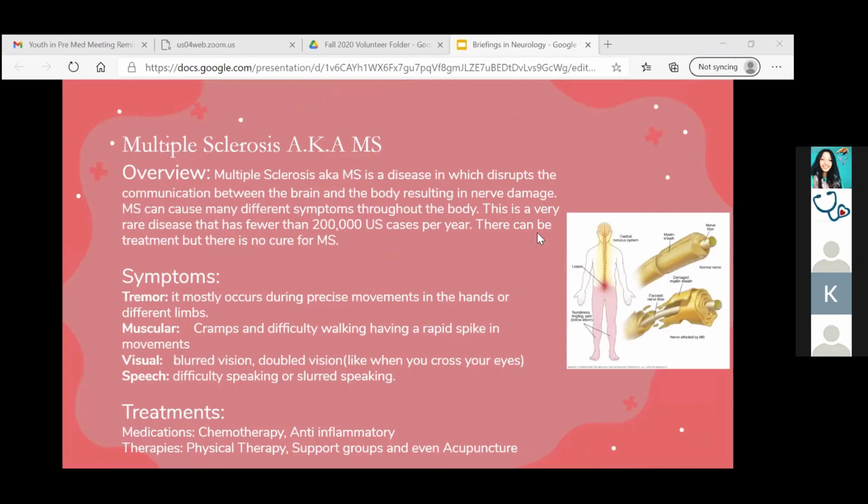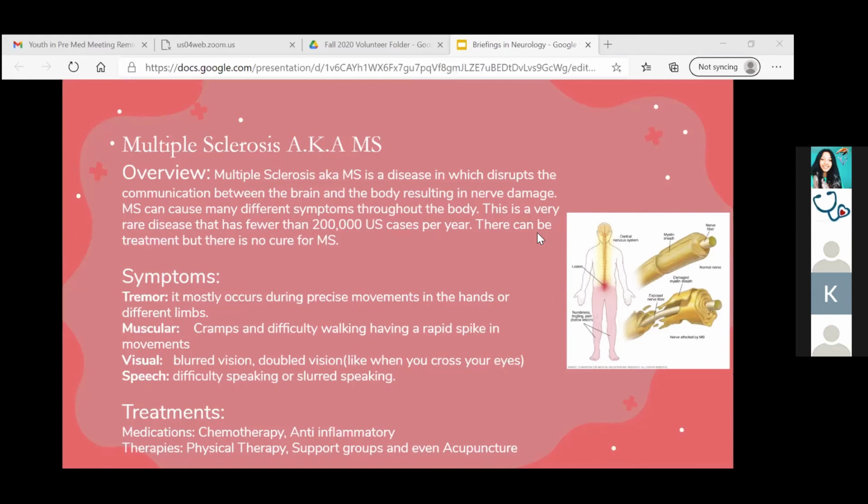Symptoms: tremor. It mostly occurs during precise movements in the hands or different limbs. Muscular. Cramps and difficulty walking or having a rapid spike in movements. Visual. Blurred vision, doubled vision, like when you cross your eyes. Speech. Difficulty speaking or slurred speaking. There are many more symptoms depending on the person.